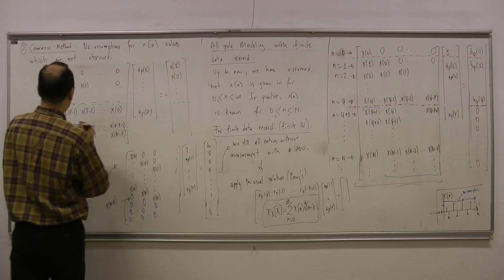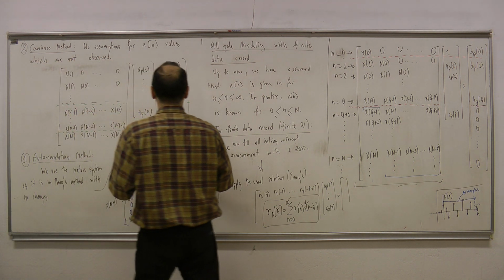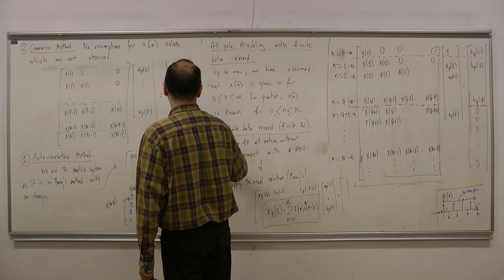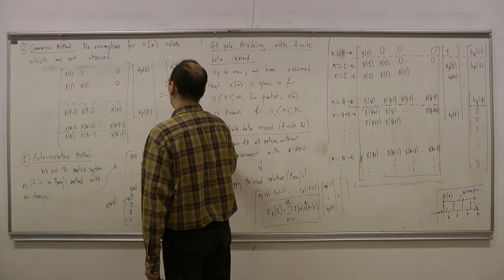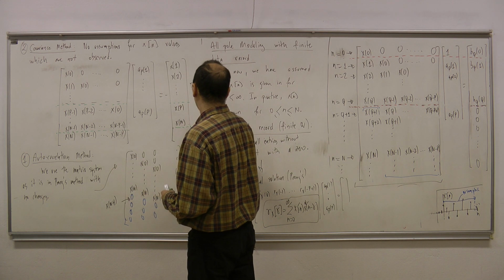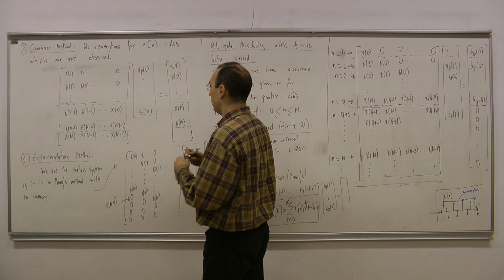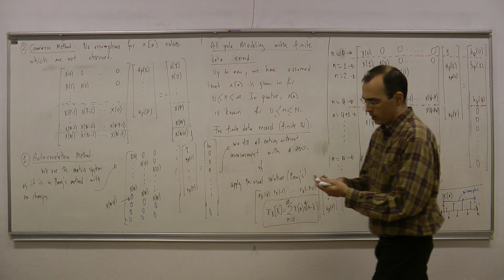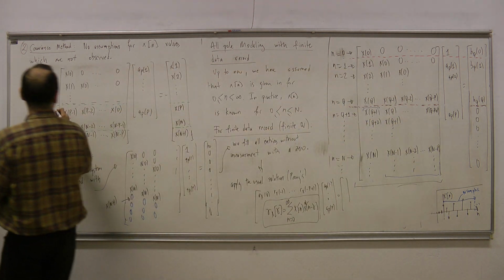I'll write this a little better. X of p, x of n, I have this green dot, and this is x of n plus 1. Okay? So what is special with this green part?